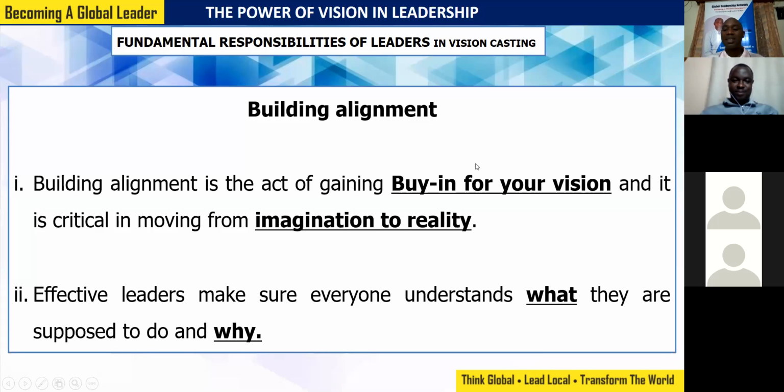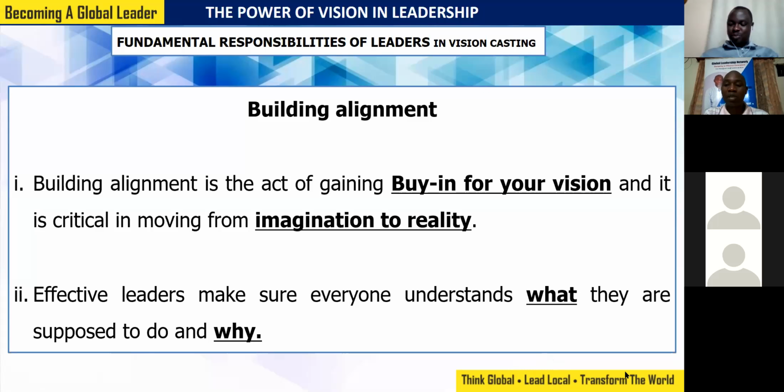So building alignment. Building alignment is the act of gaining buy-in for your vision. I'm just going into the details, assuming some of us will be starting from the very beginning. But if you are already ahead on this, it might also add value in one way or another. So just bear with me, even if I go into very basic aspects.